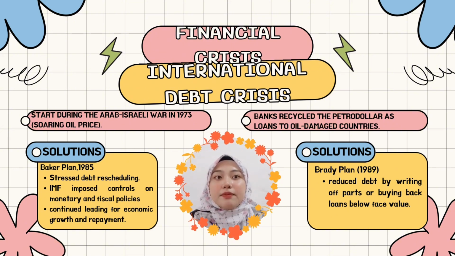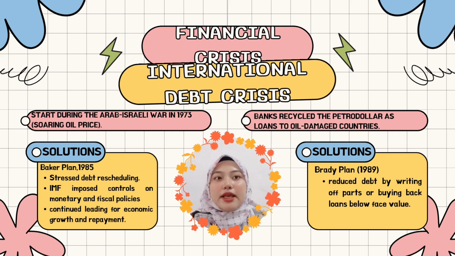First, the Baker Plan in 1985, proposed by then US Treasury Secretary James Baker. It stressed debt recycling, urging commercial banks to provide new loans to debtor countries. It also involved the IMF imposing controls on monetary and fiscal policies in these nations, with the idea that continued economic growth would enable repayment.